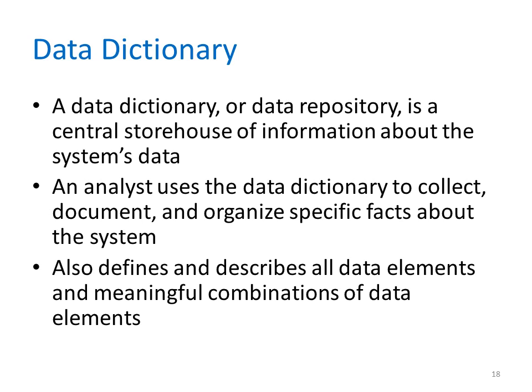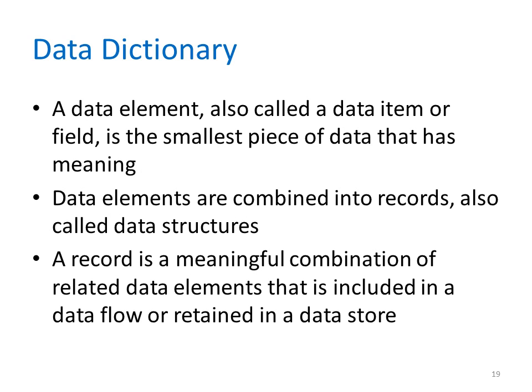The data dictionary also defines and describes all data elements and meaningful combinations of data elements. A data element, also called a data item or a field, is the smallest piece of data that has meaning within an information system. Significant relationships exist among the items in the data dictionary. Data flows are connected to data stores, entities, and processes.